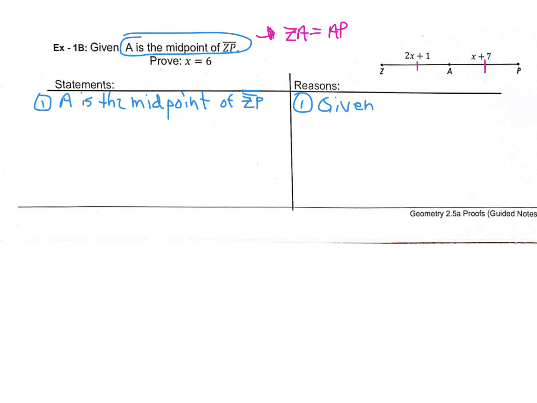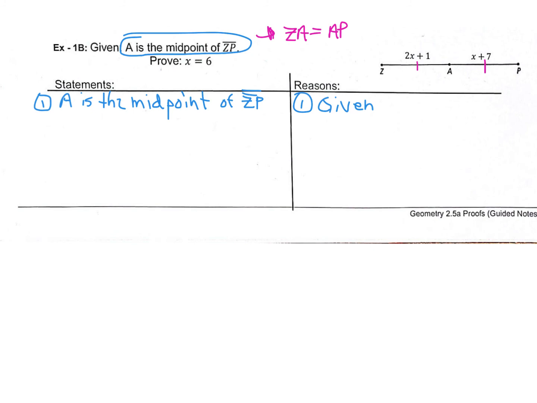And then I also want to put in here, just like we did in our previous proof, notice that this is in our given statement. So I want to note that the distance from Z to A is equal to 2x plus 1, and the distance from A to P is x plus 7. So if you forgot to include that, you need to.